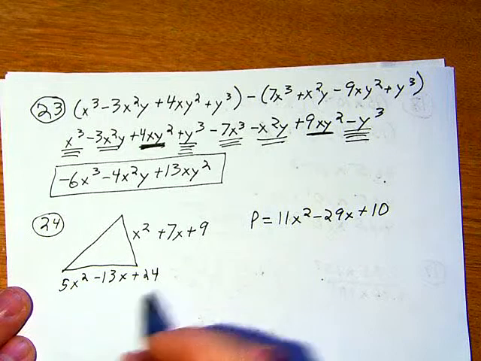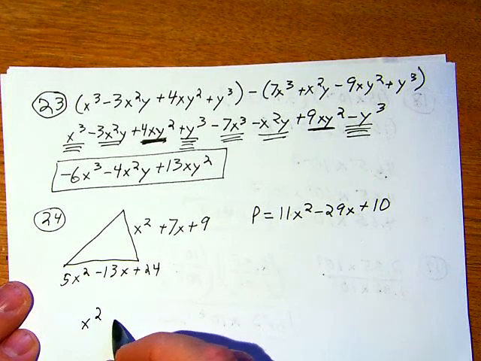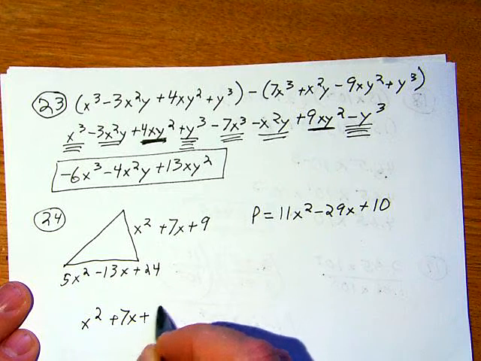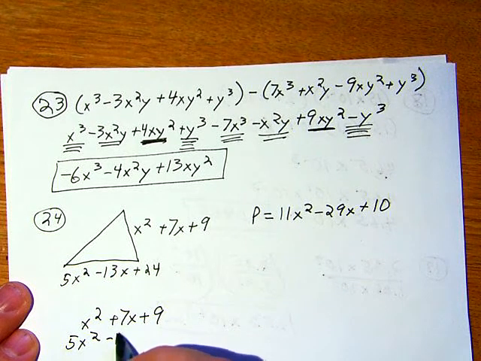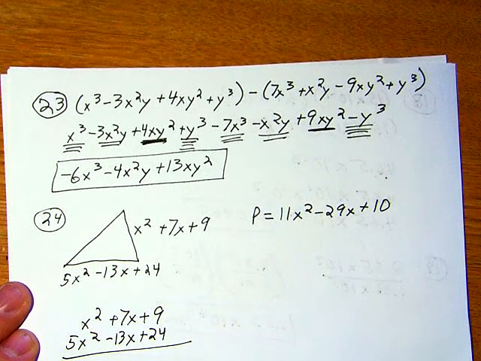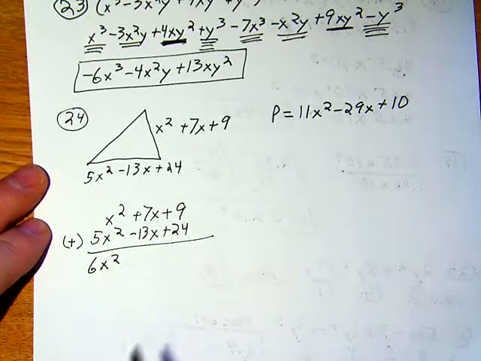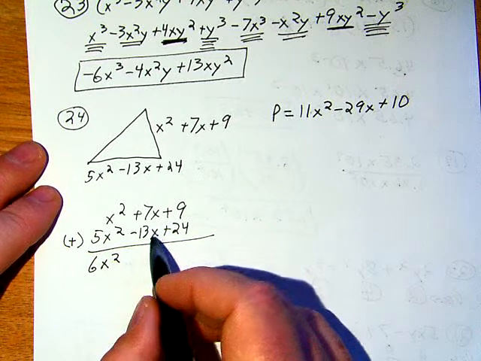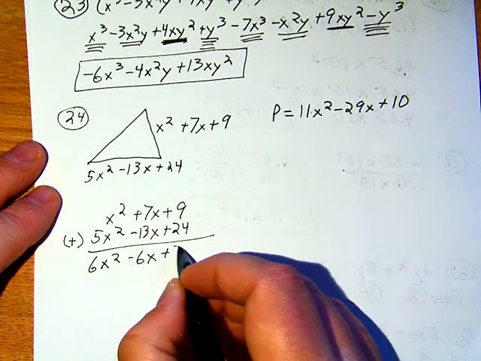So the first thing we're going to do is add these two together. I'm going to write them horizontally just for fun. x squared plus 7x plus 9, plus 5x squared minus 13x plus 24. Alright, I got the x squareds lined up, so that is 6x squared. I'm adding them together, remember? 7x minus 13x is minus 6x, and 9 plus 24 is 33.